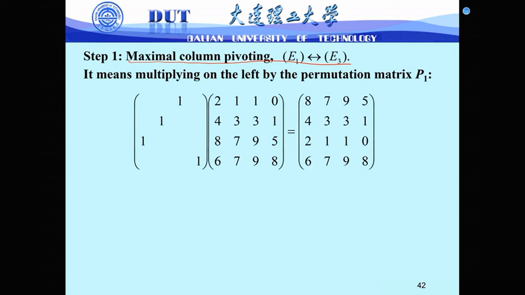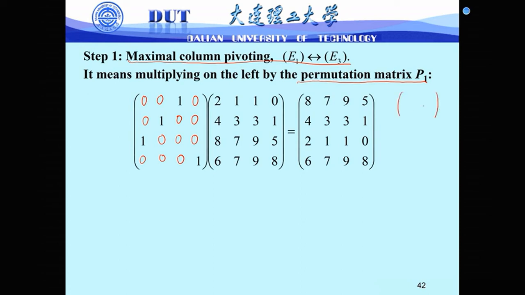It's okay for you? So the question is how to represent this operation in matrix form. It means we multiply A from the left side by the permutation matrix denoted by P1. P1 is this matrix: 0010, 0100, 1000, 0001. How do we obtain this matrix? Because it is called a permutation matrix, it means we interchange the first row with the third row of the identity matrix. Are you clear?